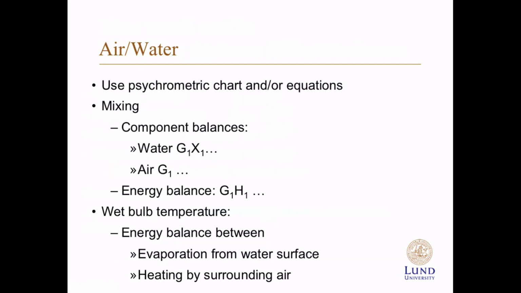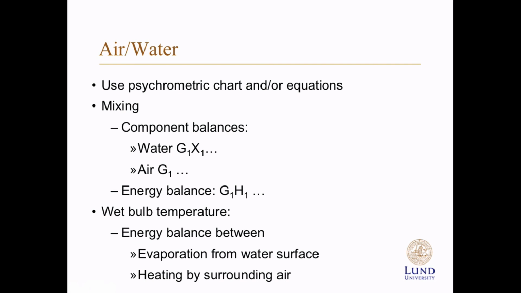In the air-water system, we use the psychrometric chart and equations for mixing. And when we do mixing, we write component balances. The water balance is G1 times X1 plus and so on. And note here that G here is in kilogram of dry air per time unit, and X is kilogram of water per kilogram of dry air, so that the mass balance becomes kilogram of water per time unit.